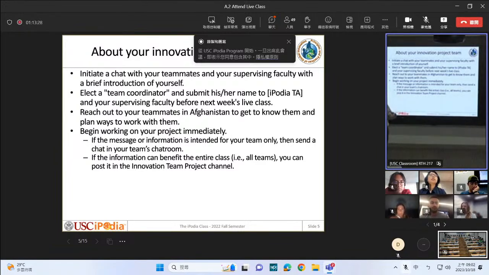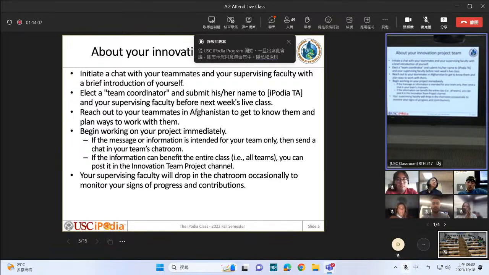If you think the information you send out or want to discuss relates only to your team, you can just do it in your team chat room. Every team has a chat room, which only your members can see. However, there's some information, for example, if you find a very interesting reference article that you think the whole class can benefit from, feel free to communicate those messages in the channel. We have a team project channel. When you put this into the team project channel, everyone in the class should be able to see it, okay? So just make sure you don't share your own team information in the channel. You want to work as much as you can in the chat room, okay?